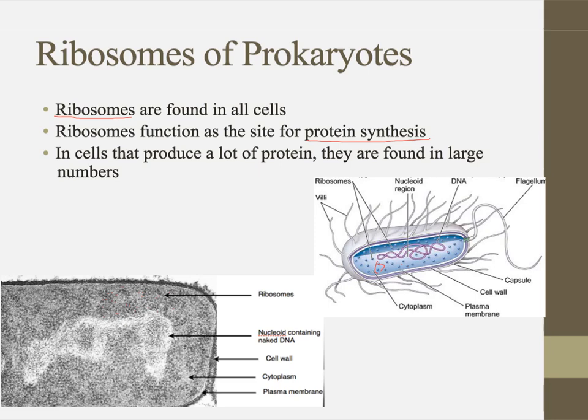So, one fun fact here: cells that produce a lot of proteins, like your liver cells, which produce a whole lot of proteins for reasons we'll get to later, have a large number of ribosomes. So sometimes the number of ribosomes can be an indicator of what kind of function those cells have.